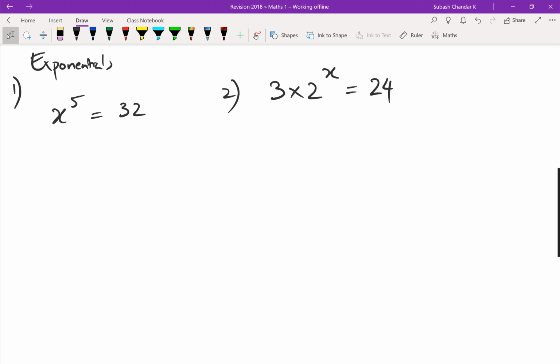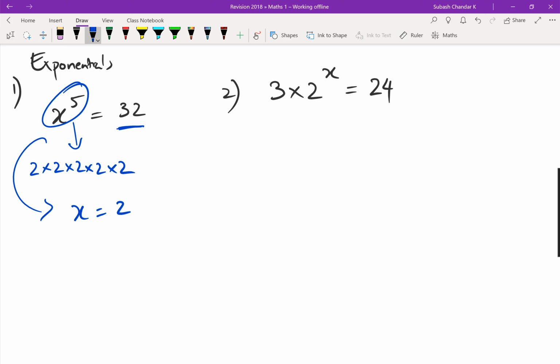So for the first one here, I'm just going to go through this quickly, guys, because this has 32. The only combinations you can try are 2 and 3. I'm going to try with 2. If I go 2 times 2 times 2 times 2 times 2, that's equal to 32. So in the first case, I can just say x is equal to 2. That's what 2 to the power of 5 means. You're taking the number and multiplying it by itself 5 times.